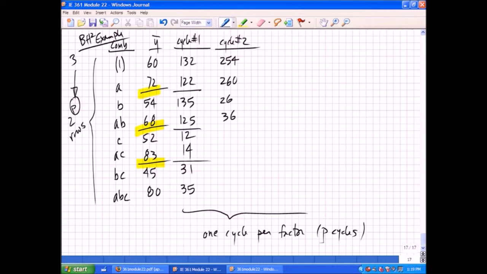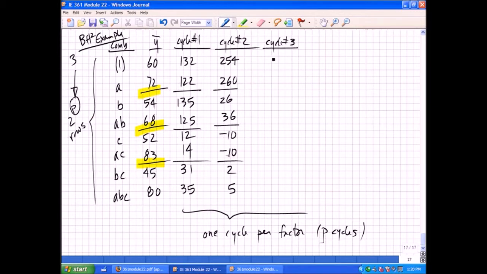Then doing subtractions in pairs, I take 132 from 122 and I get a minus 10. It's very important that I carry the minus signs. The 125 minus 135 is also a minus 10, the 14 minus 12 is 2, and the 35 minus 31 is 4. And that's the second cycle of the Yates algorithm. I have 3 factors in this example, so I'm going to do a third cycle. So there's cycle number 3.